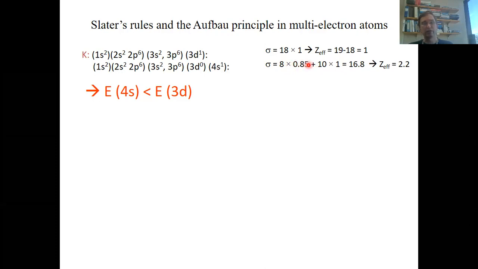Of course, that's correct. Now we have to add the other 10 electrons, and these are in an n-2 shell, and therefore the shielding factor is 1. So we have 8 times 0.85 plus 10 times 1, and that gives 16.8. So the effective nuclear charge is 19 minus 16.8, and that is 2.2.